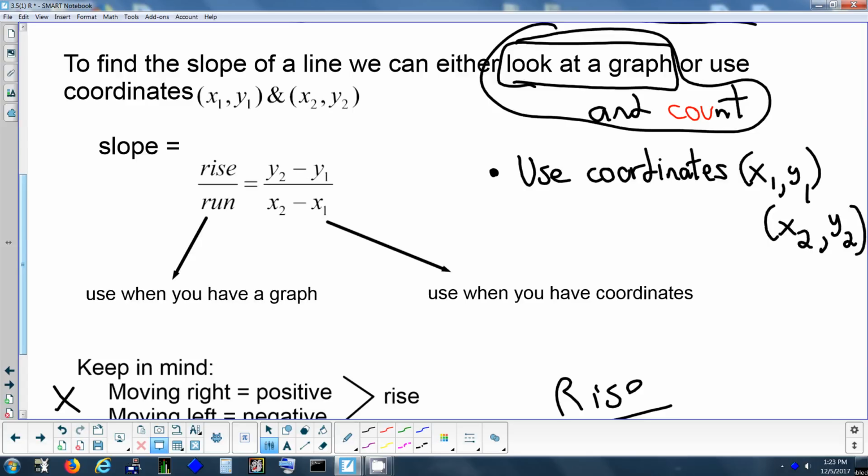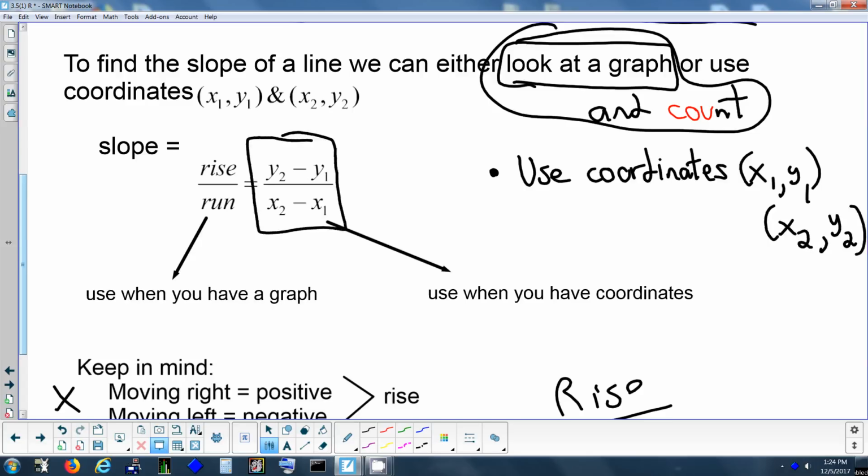Or you can use coordinates, right? If I was going to label my coordinates, the first one I get is my x1, then my y1, and my other set, my x2 and my y2. Then on the bottom of that second box, I want you to write this. Don't worry about rise over run, just write this. That's the formula you want to use: y2 minus y1 over x2 minus x1.